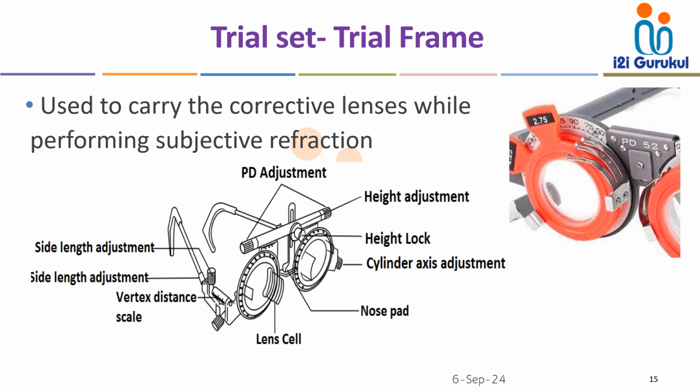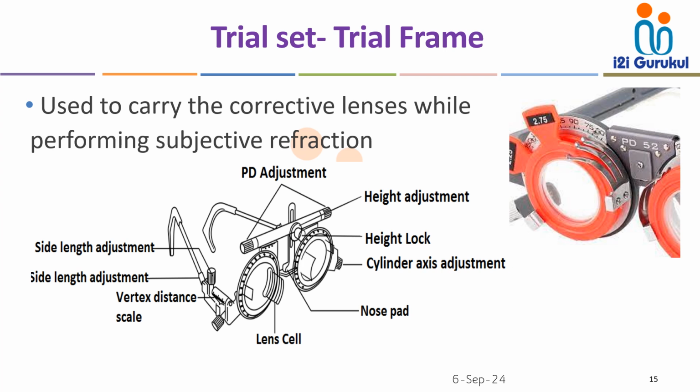Okay, we have adjustments, for example IPD, temple angle, temples, like that. And it is used to hold the trial lenses in front of the patient's eye. It is especially useful when performing the refraction because it makes it easy to change the lenses. The axis scale is marked on the trial frame.